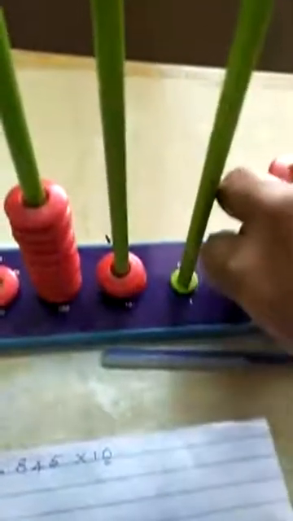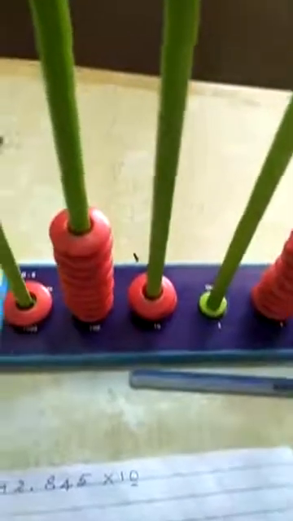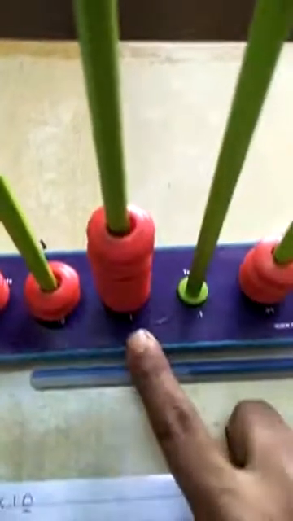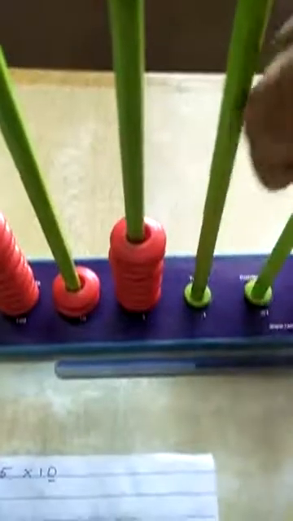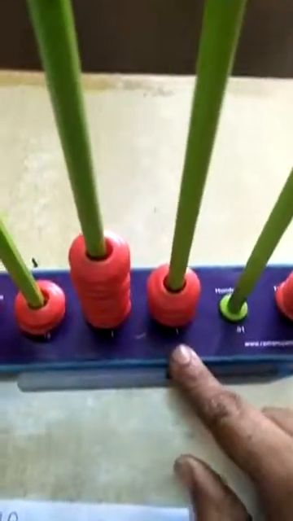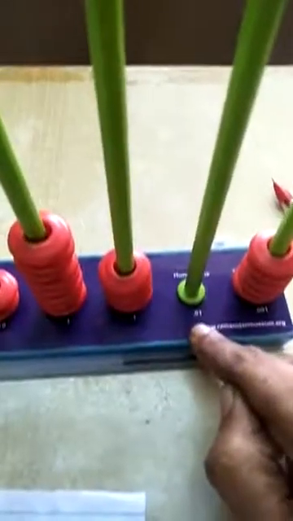Then ones place I have 2 beads. That I transfer to tens place. Now ones place is empty. Then tenths, how many beads? 8 beads. I transfer to ones place, children. Now tenths is empty. So come to the hundredths place. There I have 4 beads. I transfer those 4 beads into the tenths place. Hundredths place is empty.